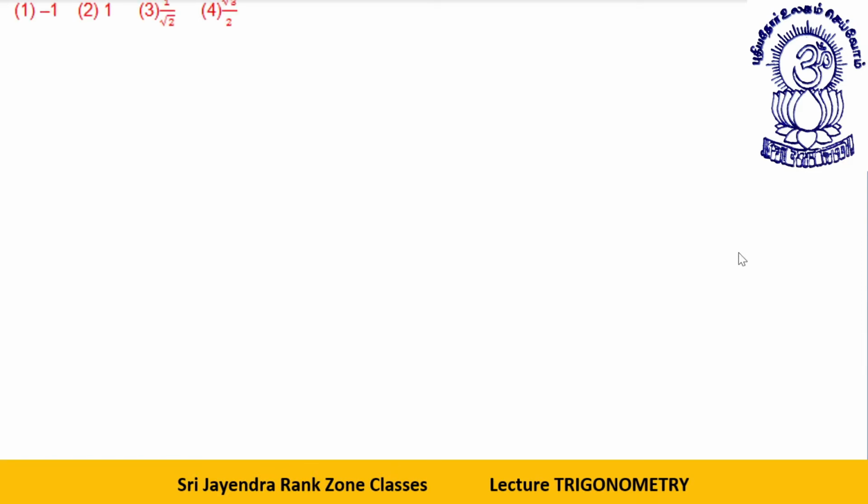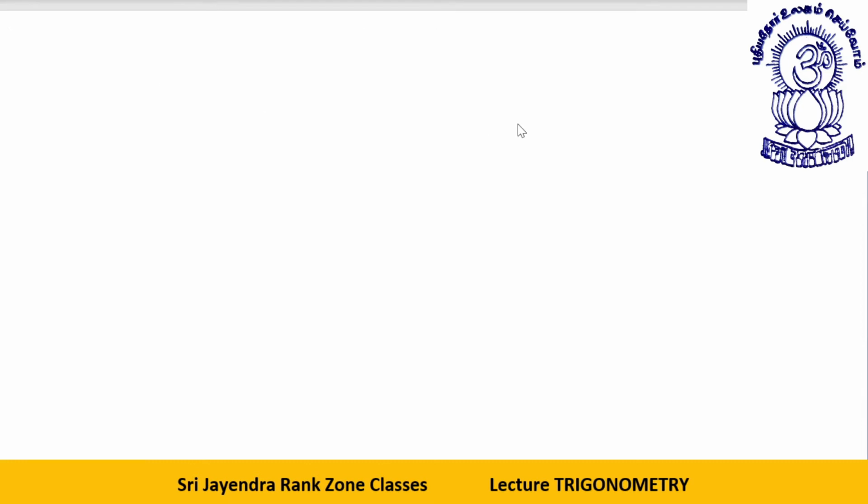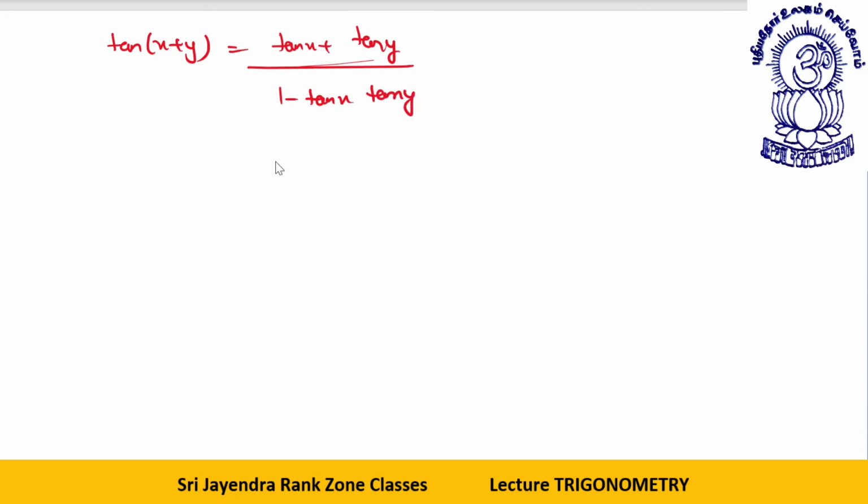The next one we have is the formula for tan of x plus y. The formula for tan of x plus y is tan x plus tan y upon 1 minus tan x into tan y. So based on this, if I need to find the value of tan 75 degree, what I'll do, I'll write it as tan of 45 plus 30 degree.